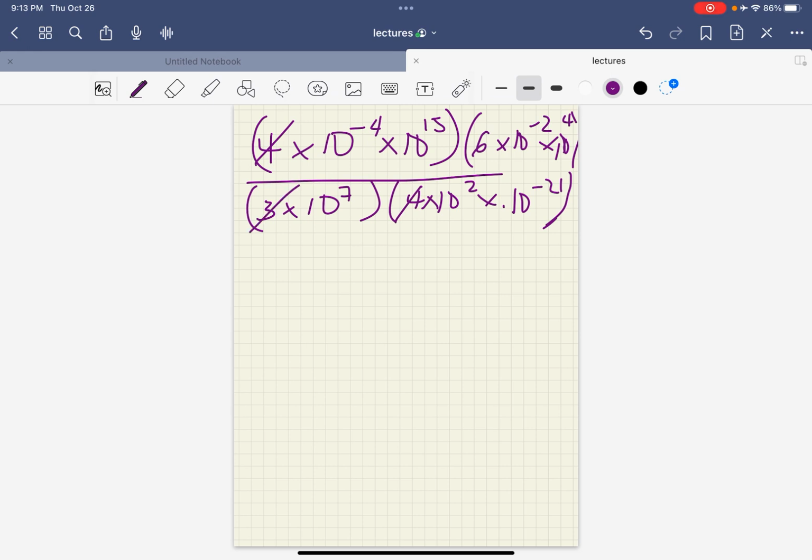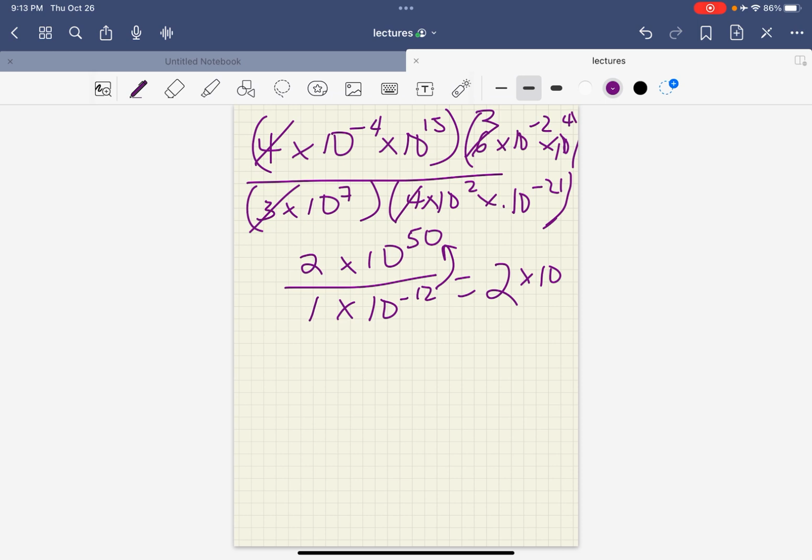Let's see. 3 goes into 6 twice. So in the numerator we have 2 times 10 to the negative 4 plus 15 is 11. 11 minus 2 is 9. And 9 plus 41 would be 50. Over 1 times 10 to the 7 and 2 is 9. Minus 21 is negative 12. So 2 divided by 1 is 2. This guy goes up here and becomes positive, so it'll be 10 to the 62.